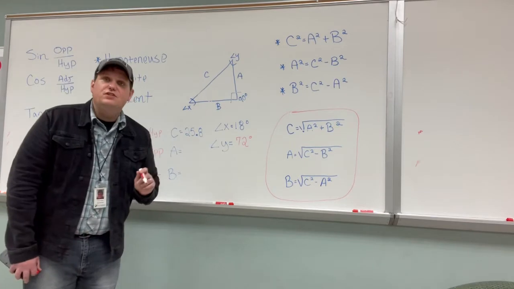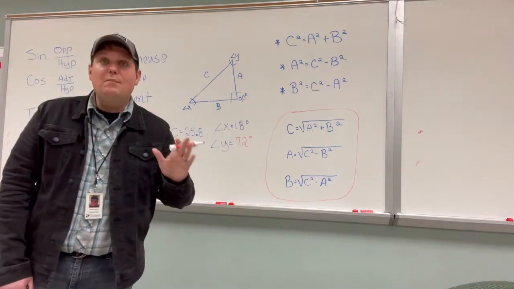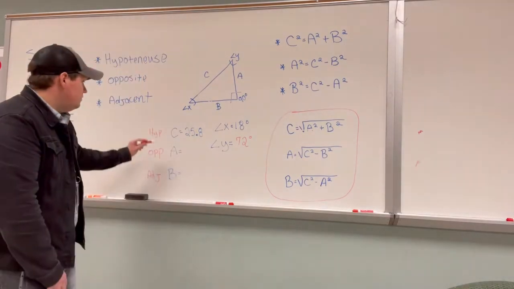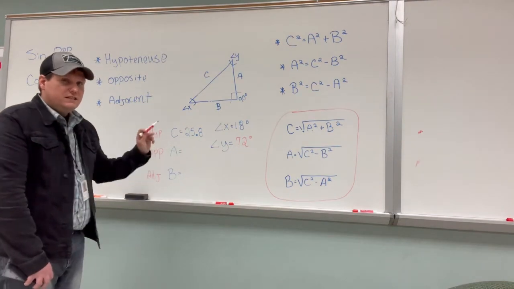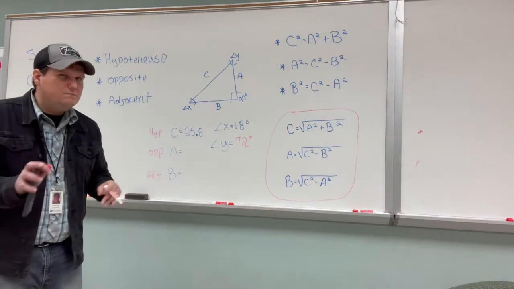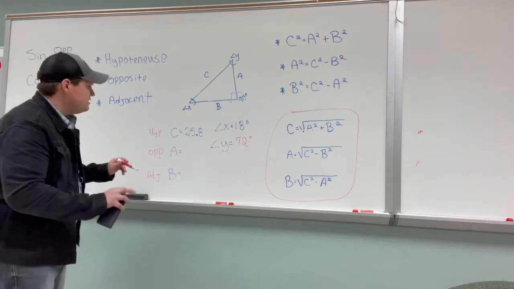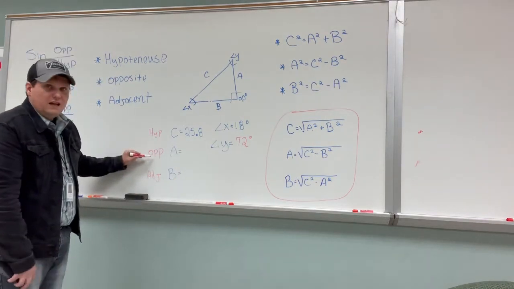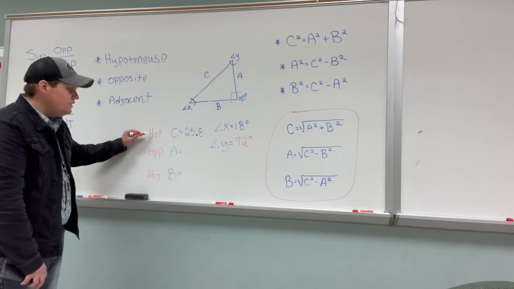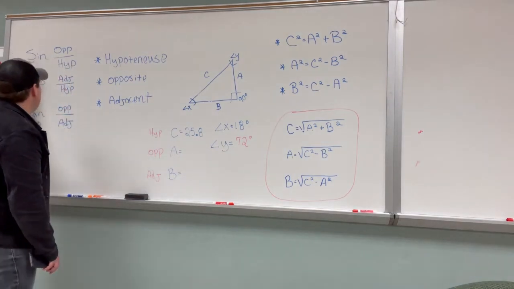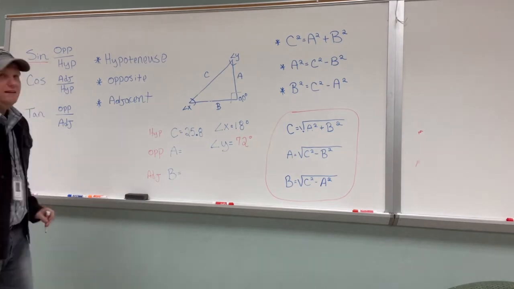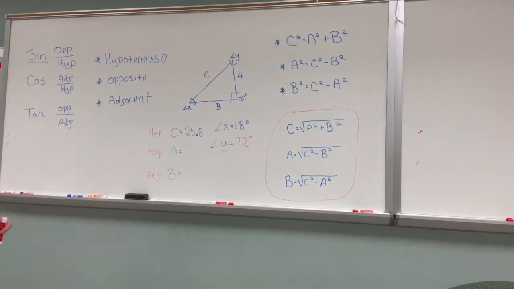Then ask yourself, what side am I given? Well, I'm given the hypotenuse. So see the relation here? See, kind of connecting those dots. Solving for the opposite, I'm given the hypotenuse. So that narrows it down to I'm going to be using sine, because sine is opposite over hypotenuse.